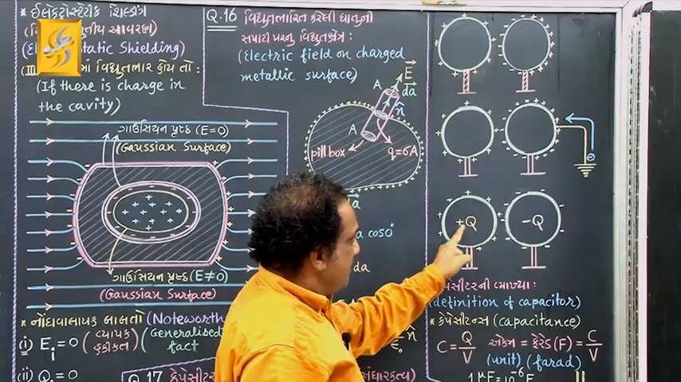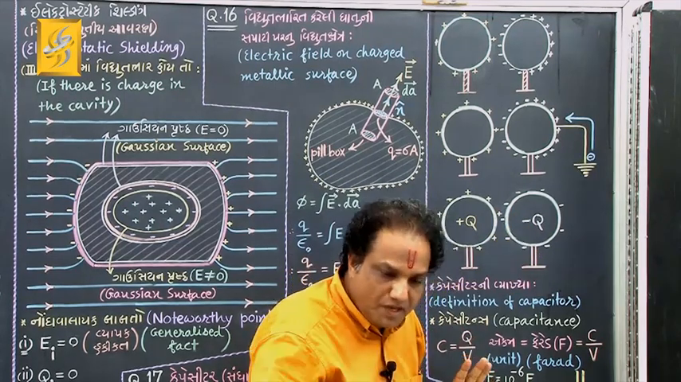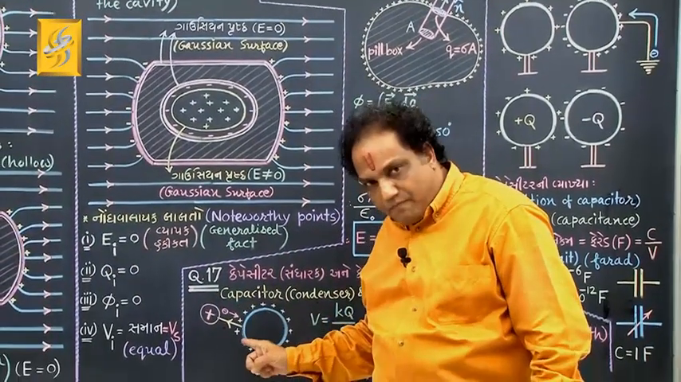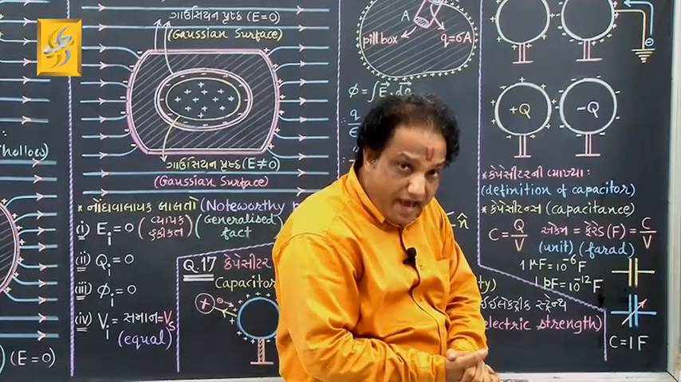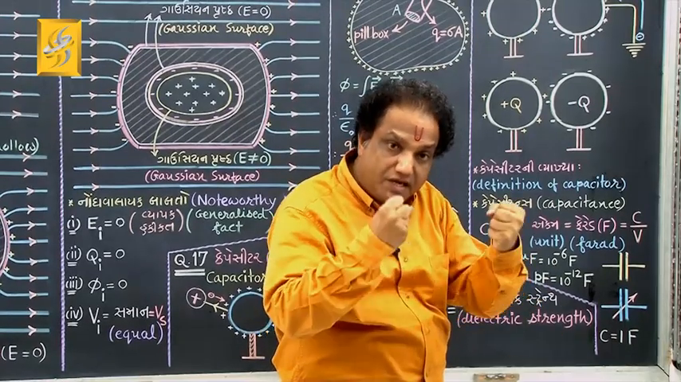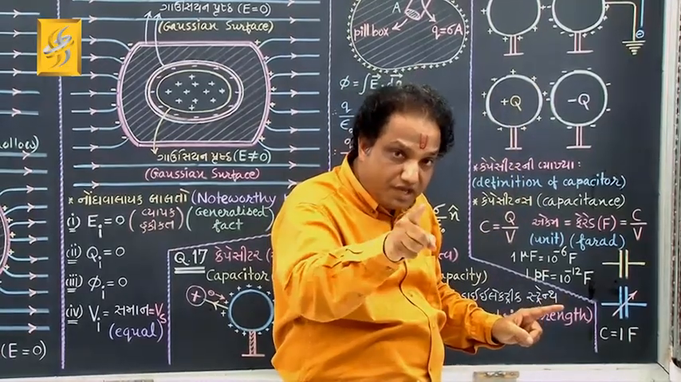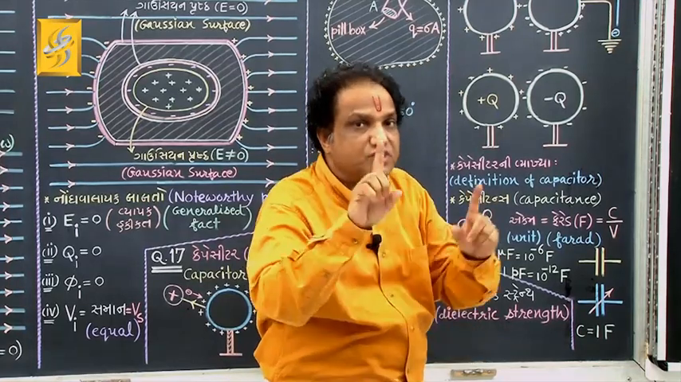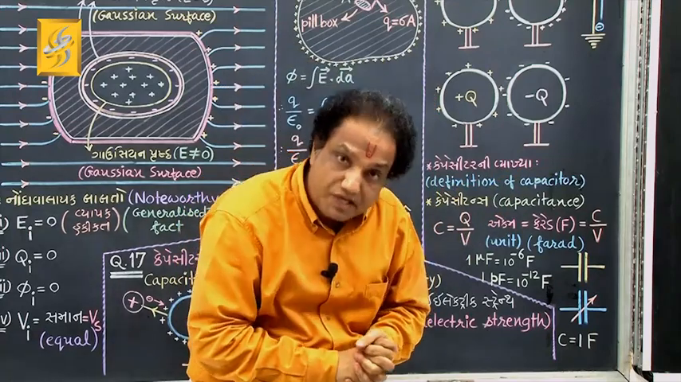This has positive charge plus capital Q, this has negative charge minus capital Q. Now, compared to the capacitor having only one component, this capacitor having two components has the ability to store more electric charge. It can have a stronger electric field on its surface without causing any breakdown of the surrounding medium, without causing any ionization of the surrounding medium.